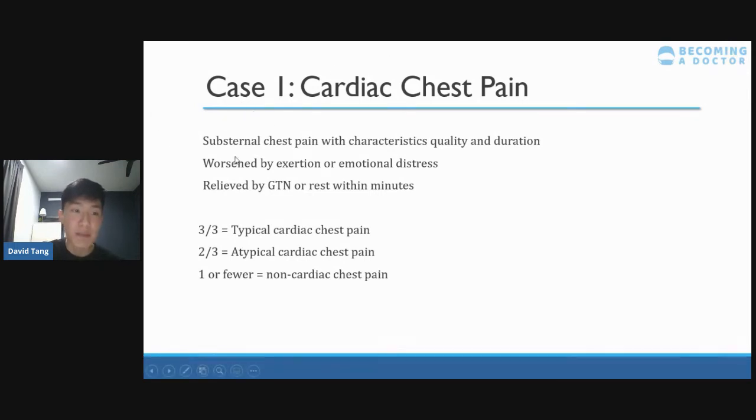If the patient has pain that is worse with exertion, for example trying to carry groceries, walking up flights of stairs, or emotional distress, and lastly, if it's relieved by GTN and or rest. So if you have all three of these, the patient has a typical cardiac chest pain.